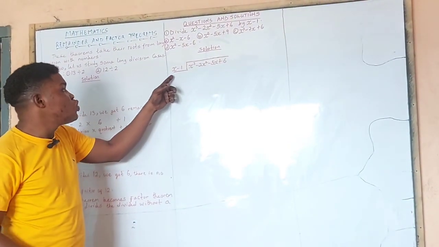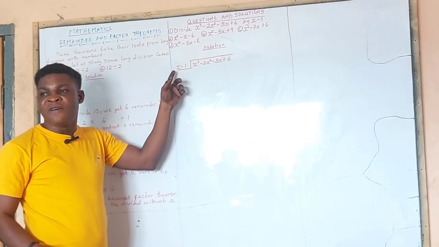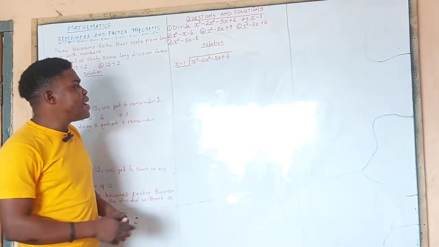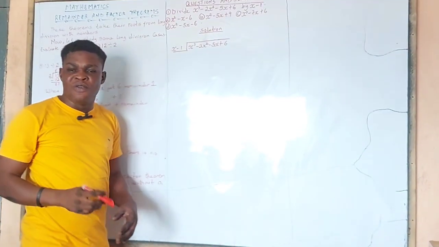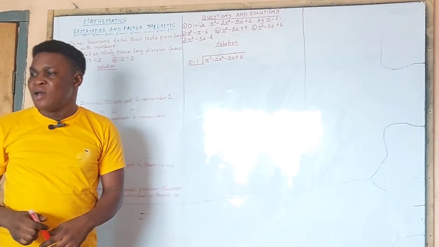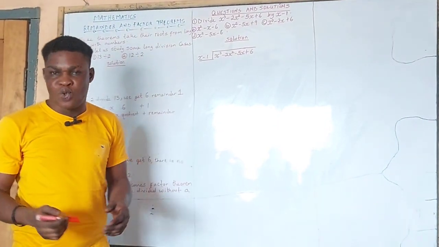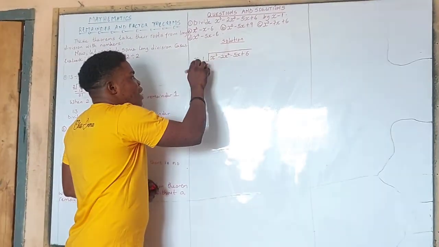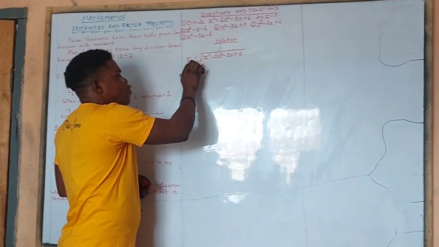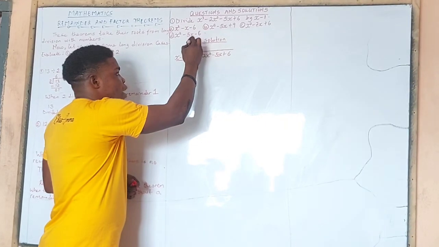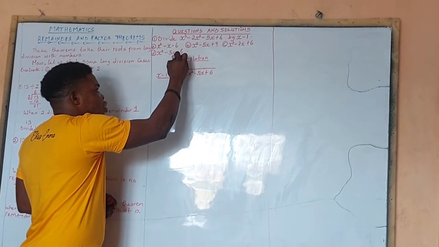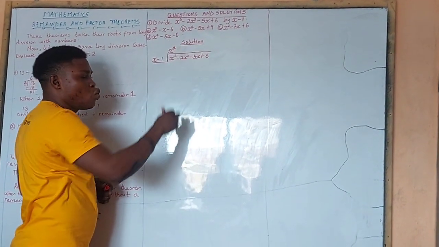How do we do this? We are going to use the first term in the divisor, which is x. How many x are we going to see in x cubed? If you divide x cubed by x, what will remain? x squared. So you write the x squared as your quotient up here.